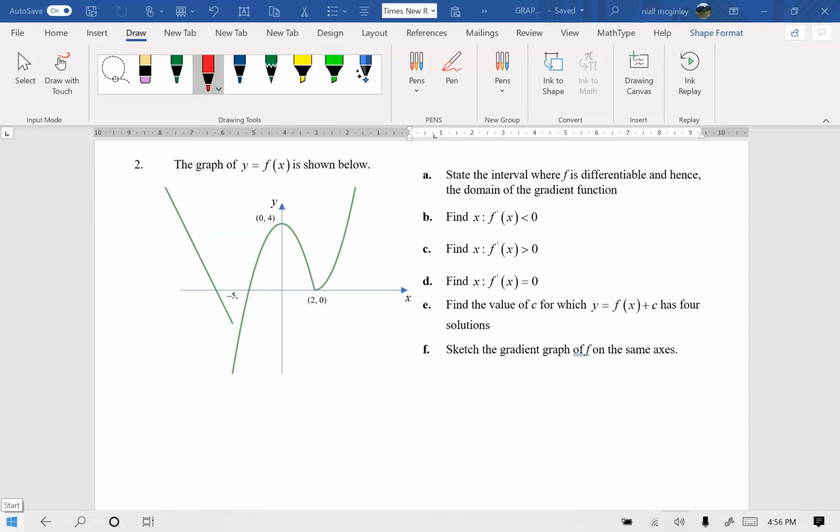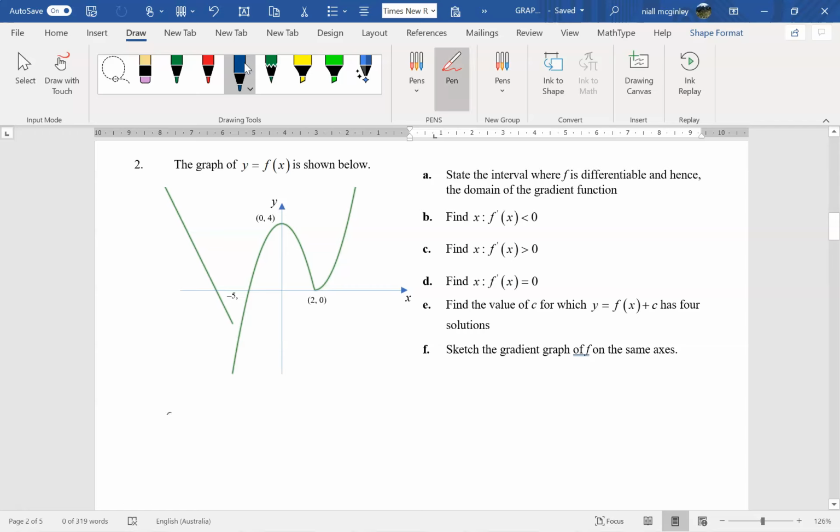So the interval where this function is differentiable, which will also be the domain of the gradient function. Remember, we're looking for where the function is continuous and smooth for it to have a gradient. We'll see straight away that the function's certainly not continuous. There's a break at -5. So therefore, we know that it's going to be all real numbers apart from -5 where it's not continuous.